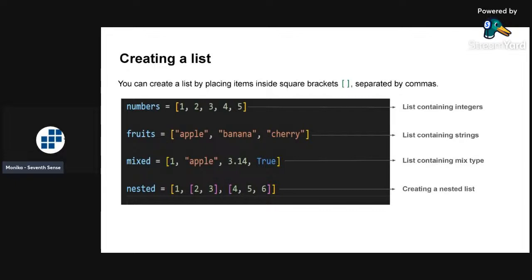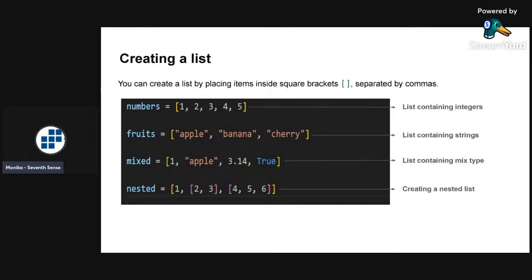Next, creating a list. In how many ways can you create a list? In four ways. What are those ways? A list containing integers, a list containing strings, a list containing mixed types, and creating a nested list. In the example, we have numbers equals 1, 2, 3, 4, 5. That is a list containing integers.